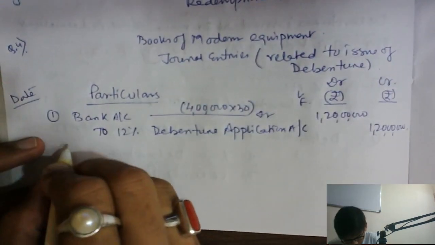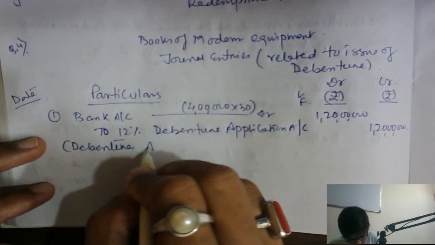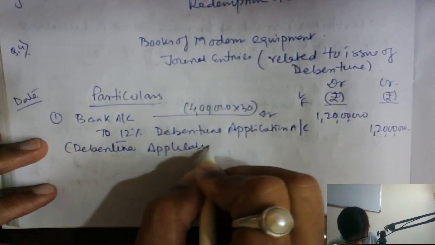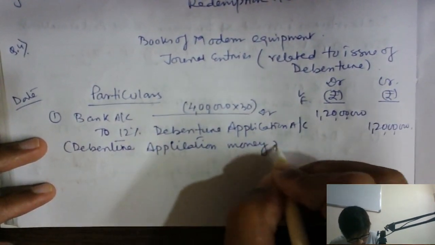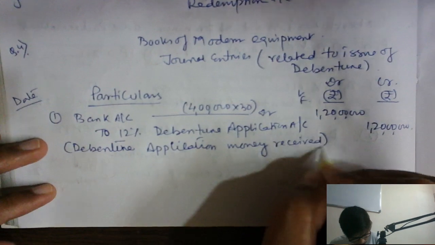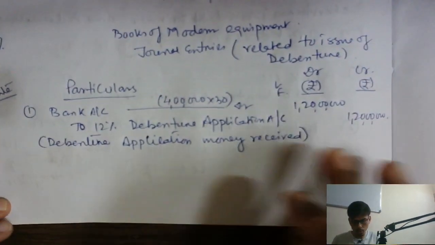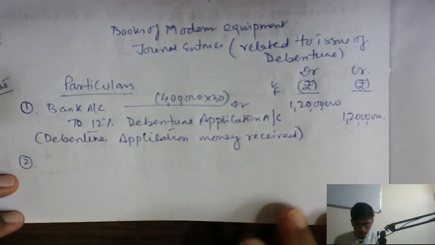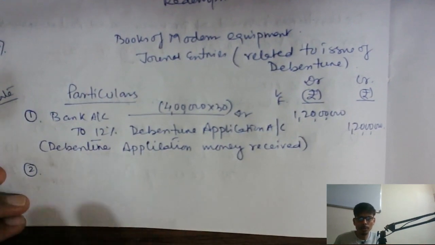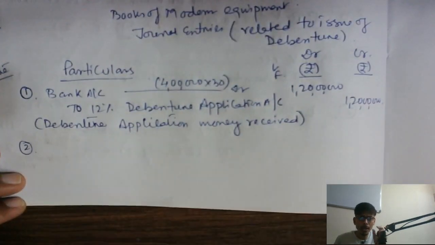So you can write here the narration also. Debenture application money received. It's clear, sir. Next two. This is the first one, bank to 12% debenture application, and the second one is the transfer of the amount of application to the debenture capital.